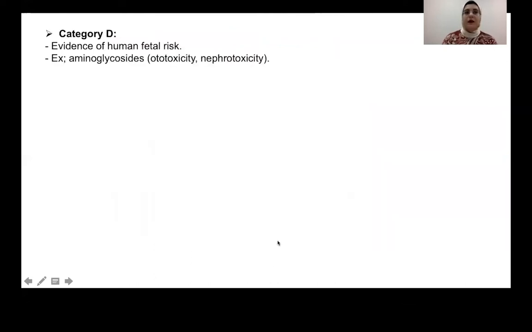Okay? Category D, there has been evidence of human fetal risk, like aminoglycosides. They are a very common group of antibiotics, but they are well known to have ototoxicity and nephrotoxicity in the baby. They affect the development of the ear and hearing system and the kidney.